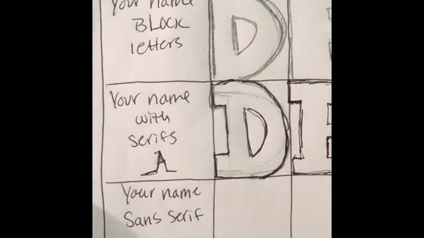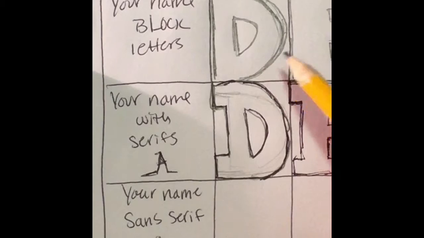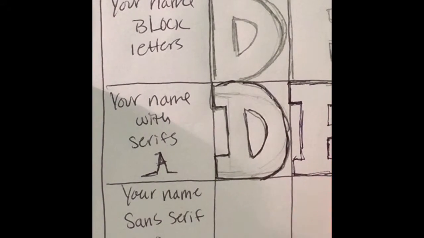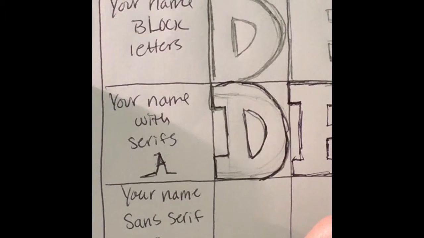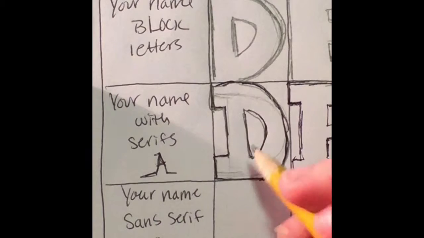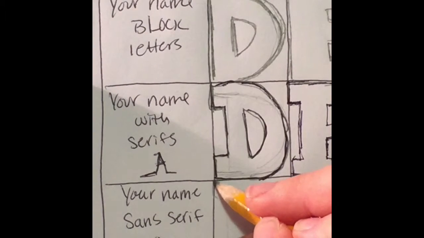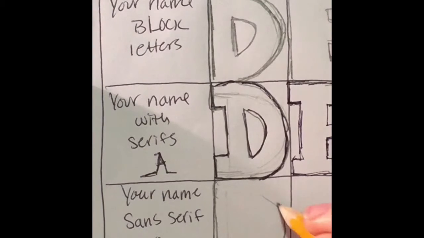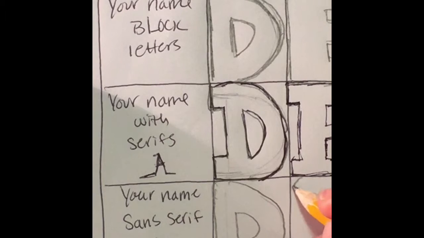For the next section, sans serif, remember, is just a regular letter. Okay, so it's very similar to block letters. You're going to use the whole box. You can make it into a bubble letter if you want to. To do a bubble letter, which would also be sans serif, you have your regular letter, but you just use rounded edges. So you don't have any straight hard edges.